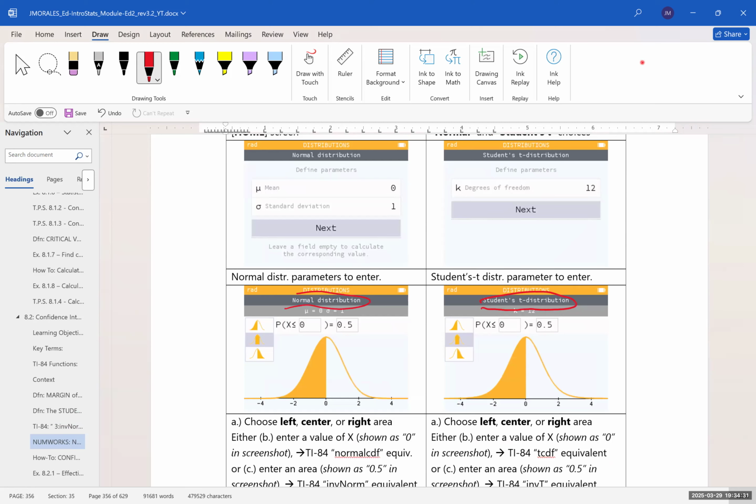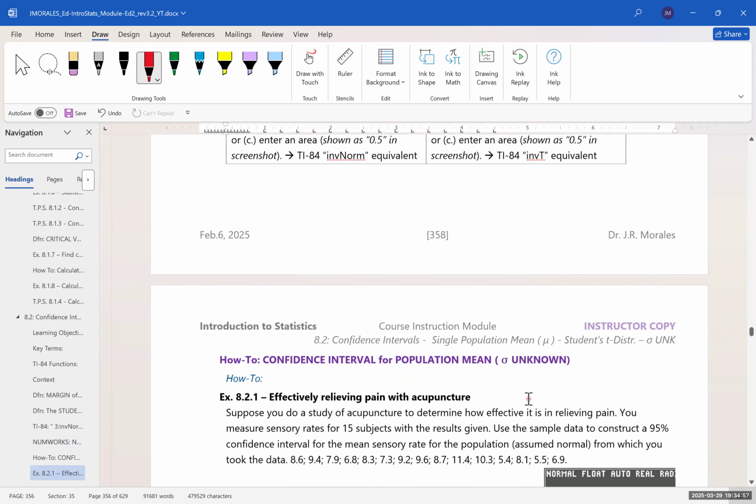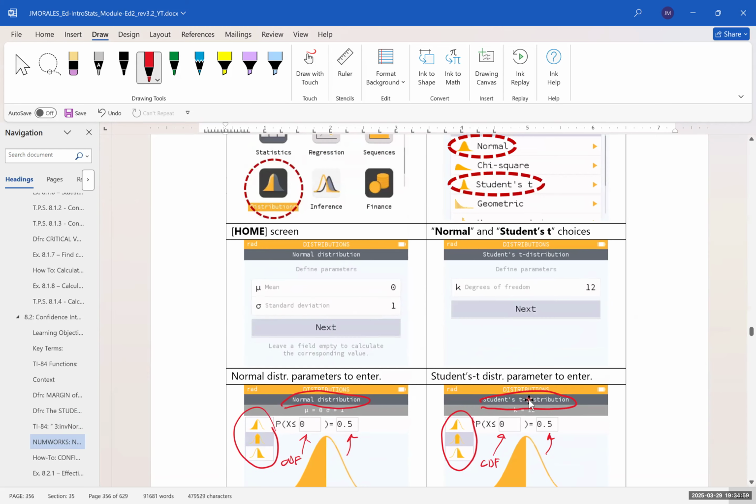And after that, the student's t distribution looks very much like the normal distribution. It still acts the same way. You choose your area, left, right, or center. You put the area in here if you're doing an inverse function. If you're using a CDF function, you put your value there. And this one lets you choose left, center, and right.